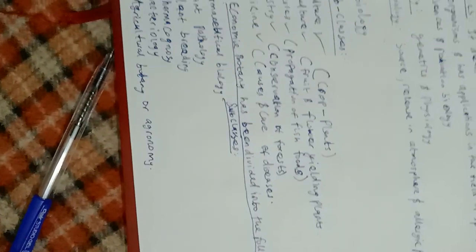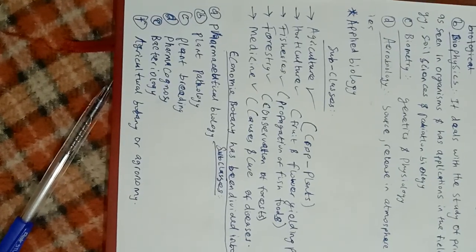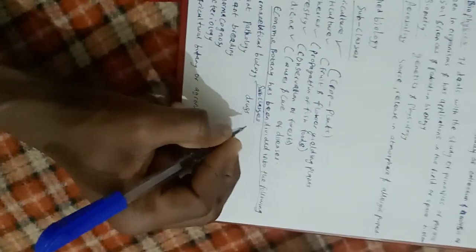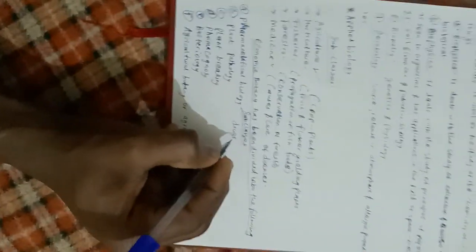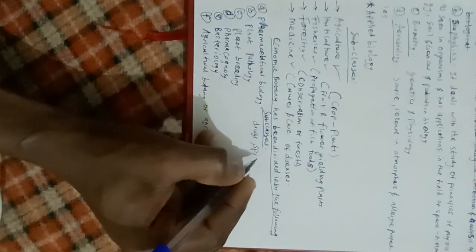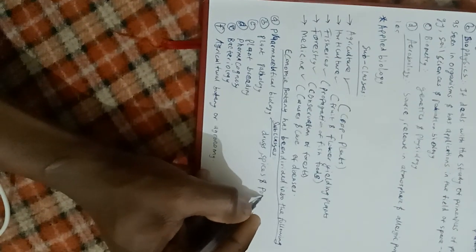Pharmaceutical botany is the botanical study of drugs, spices, and poisonous plants. So the first thing I'm going to do now is write drugs, spices. Sorry, guys. Spices and poisonous plants.